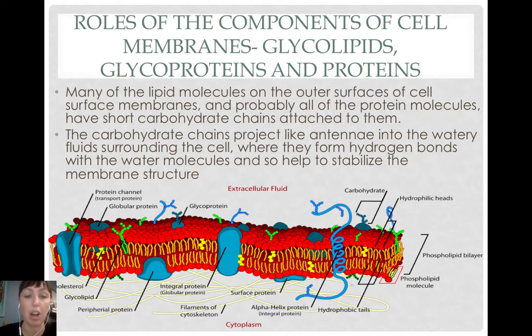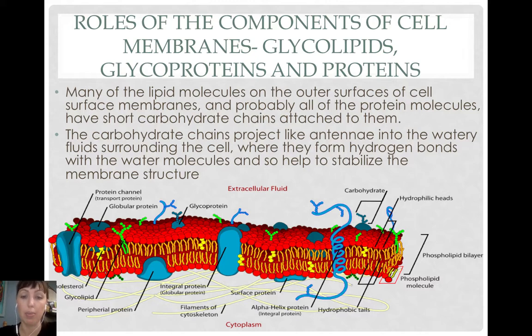As you can see on this model, you can see the integral proteins, okay, and you can see the surface proteins, right? And then the ones that have the little antennae, okay, those are the little carbohydrate chains that are attached and bound to the proteins. That's creating the glycoprotein. Okay.